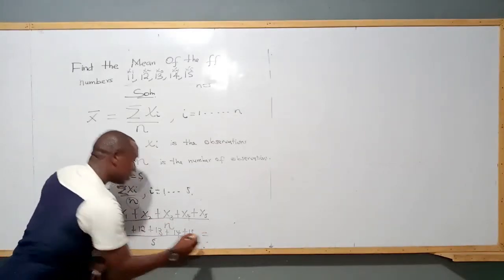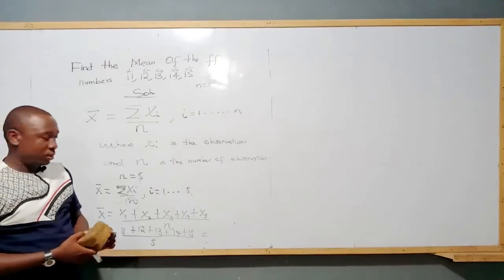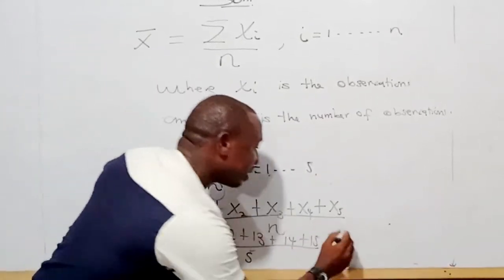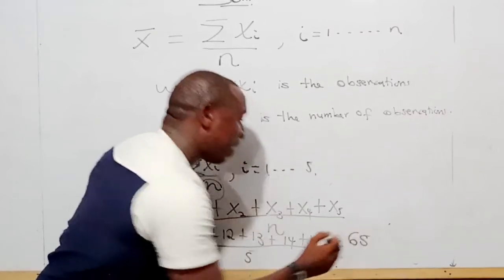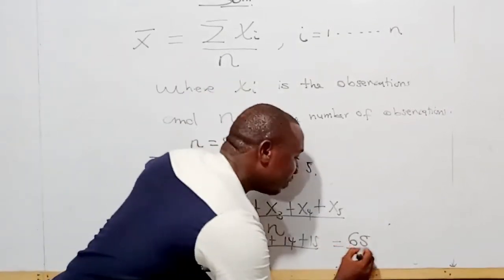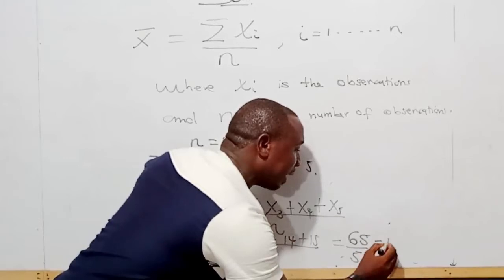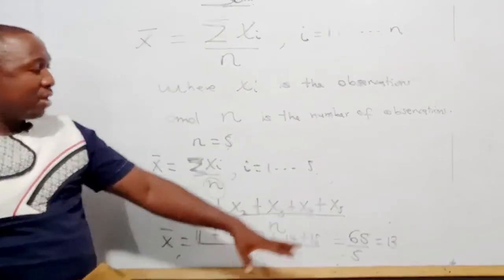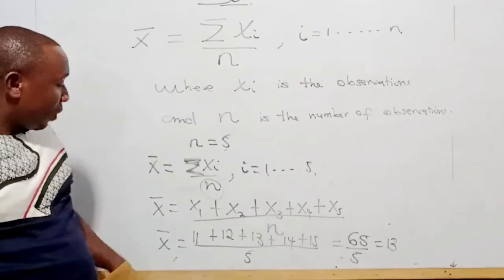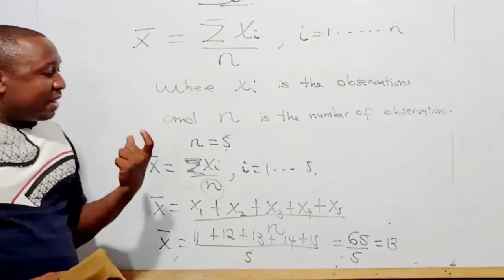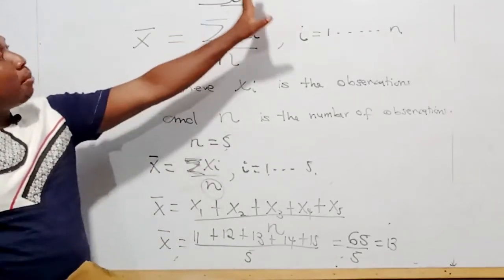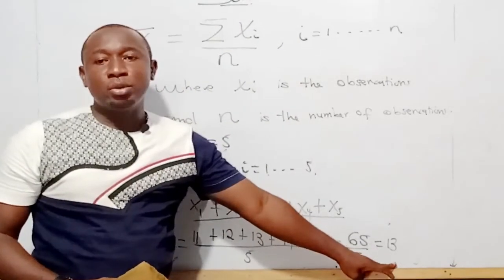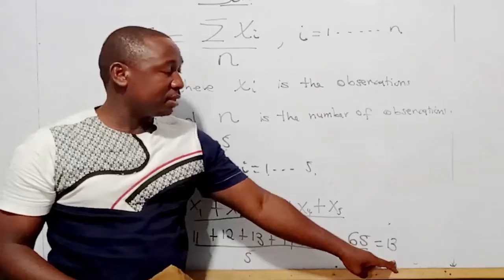By summing all the values here together, we'll be getting 65. And 65 divided by 5 is equal to 13. And that is the mean of the following numbers: 13.